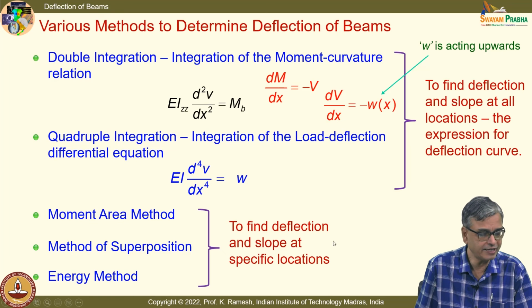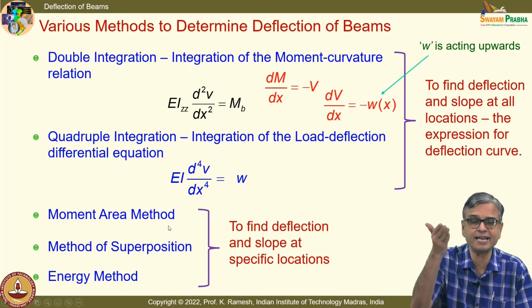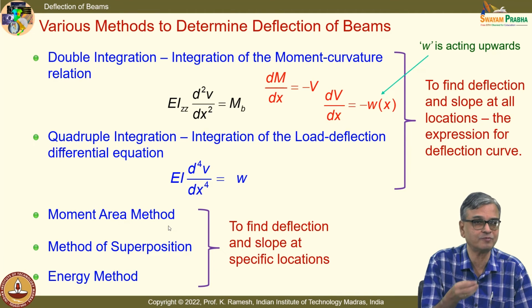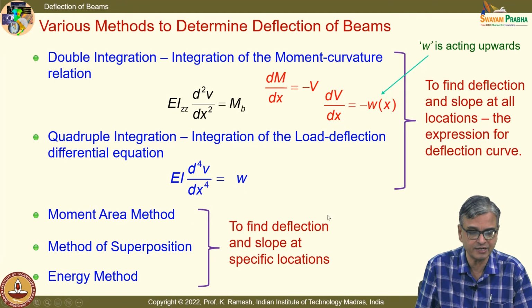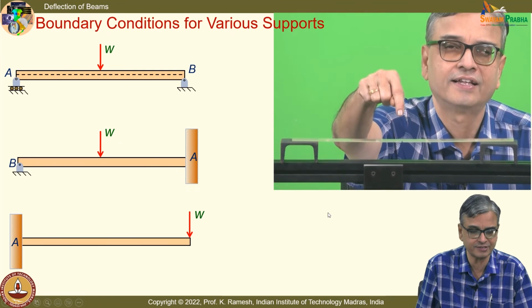Okay. And moment area method, people also say, even if EI changes, I have to scale up my bending moment diagram in that region with the appropriate EI. So, for beams of variable cross section, or if you change the material, moment area method is also a good choice for you to find out the deflection at specific locations.